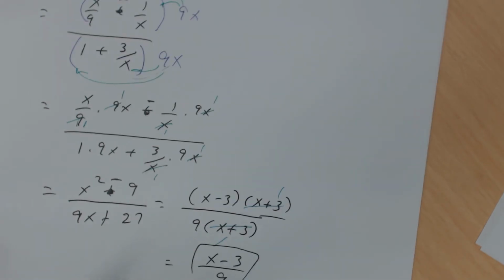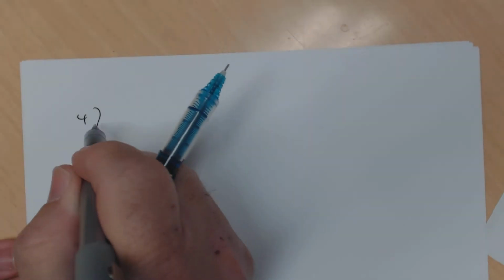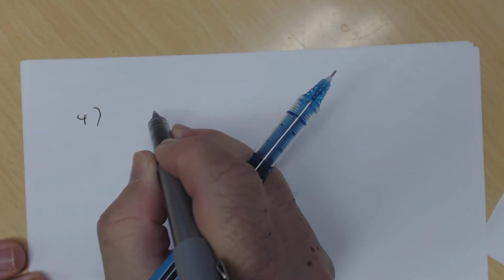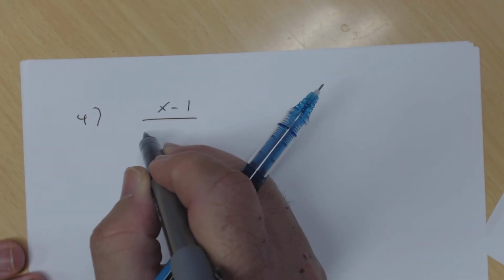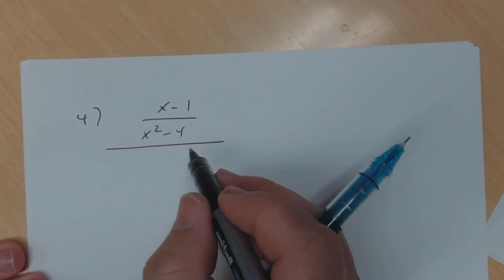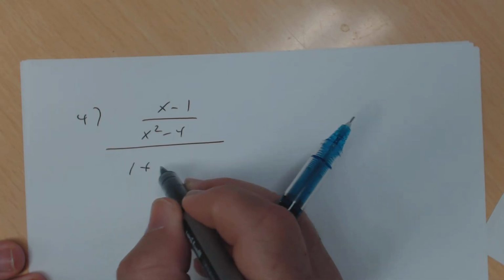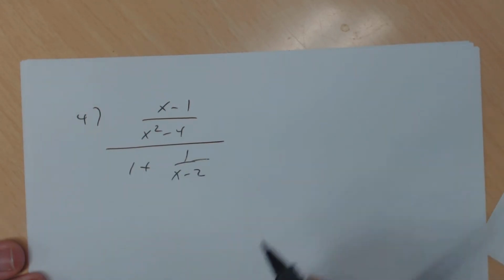Alright, let's look at this one. Number 4, you have x minus 1 divided by x squared minus 4. And that fraction is being divided by 1 plus 1 divided by x minus 2.